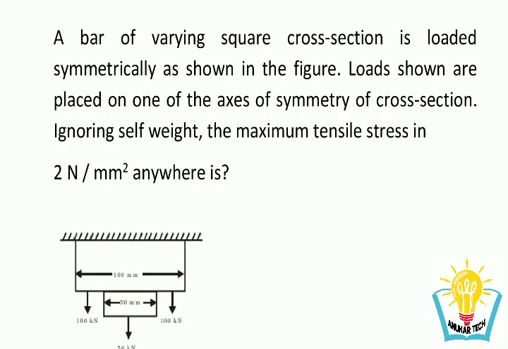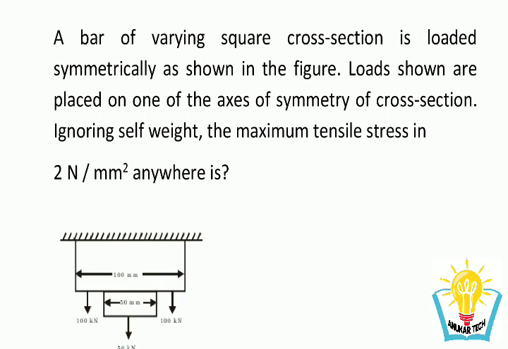This problem is related to stresses. A bar of varying cross section is loaded symmetrically as shown in the figure. Loads shown are placed on one of the axes of symmetry of the cross section. Ignoring self weight, the maximum tensile stress in Newton per mm square anywhere is.